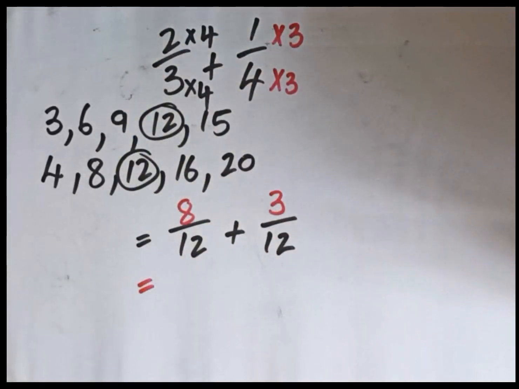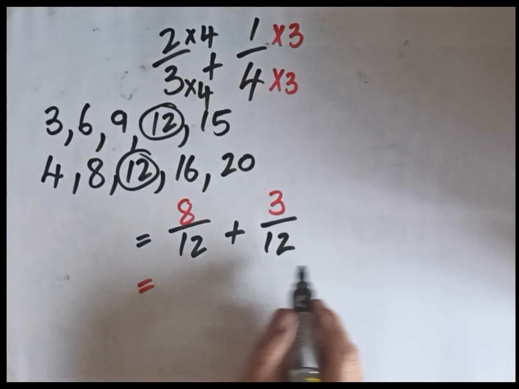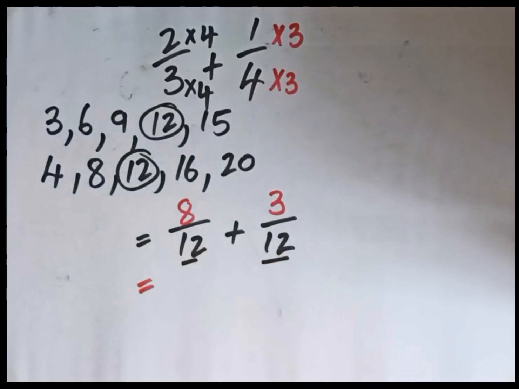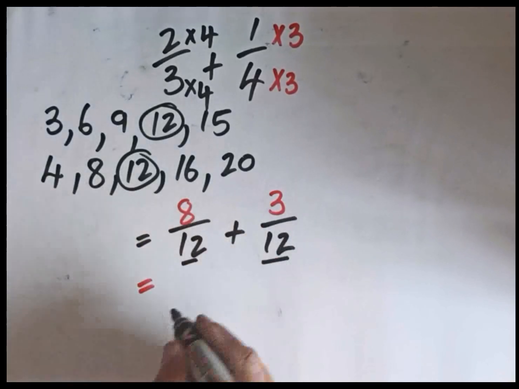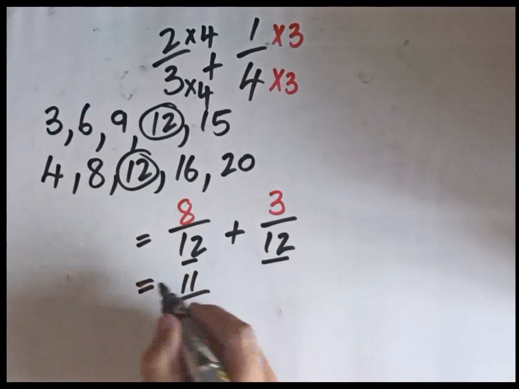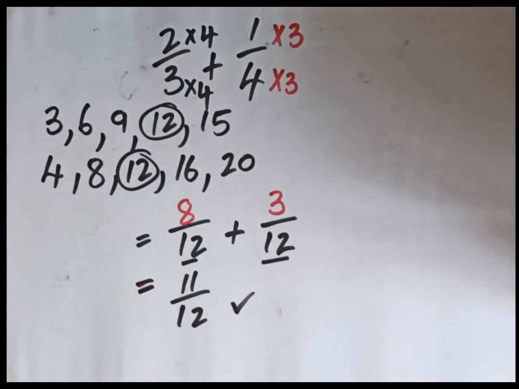Now the question I'm asking you, can we add these fractions? Yes, because the denominators are the same, so we can add the numerators. And 8 plus 3 gives us 11 over 12. And that is your answer. This is the one method of doing it.